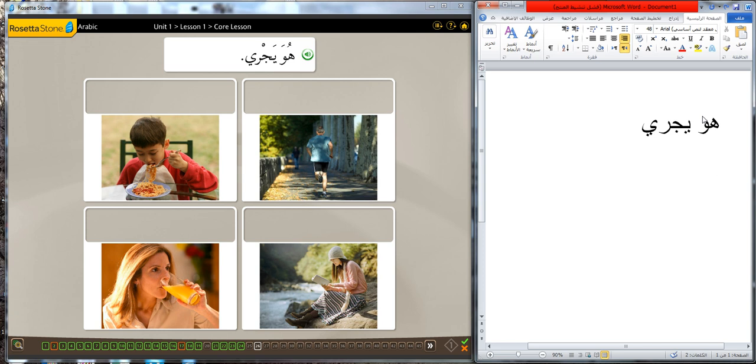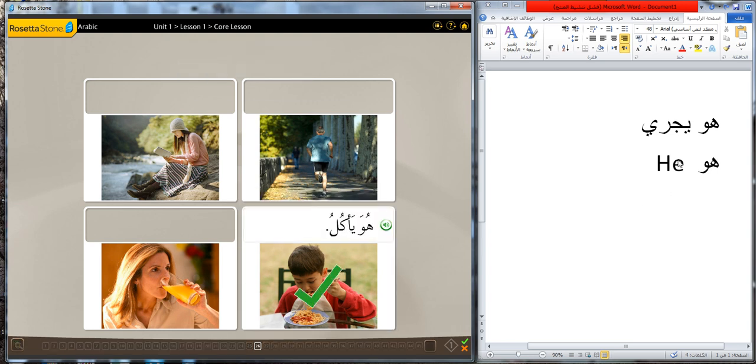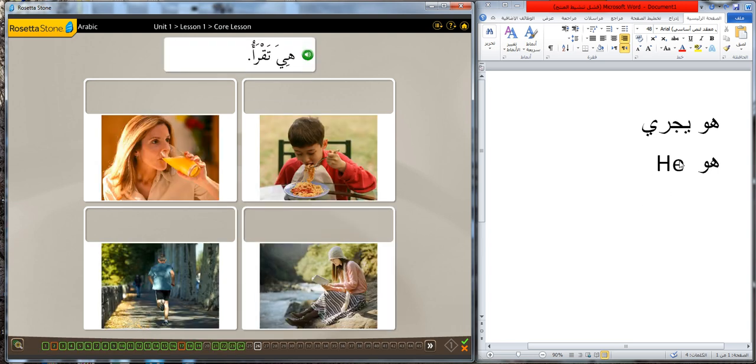Okay. هو. He. So هو يأكل. He eats, he is eating. هي تقرأ.